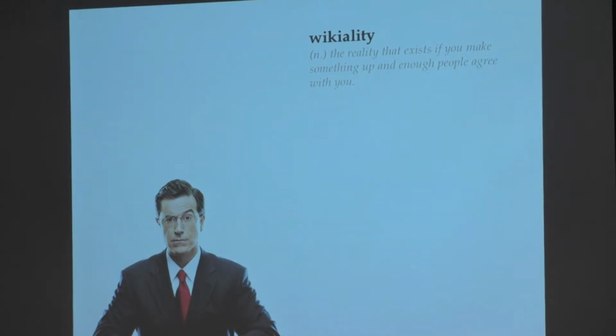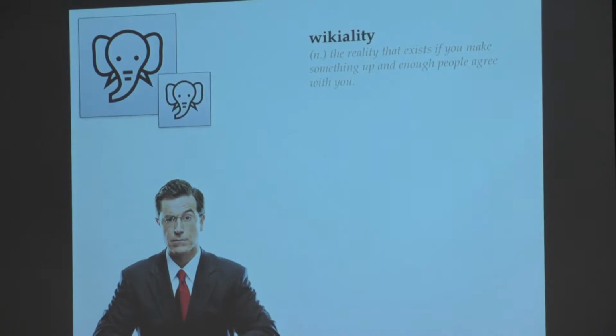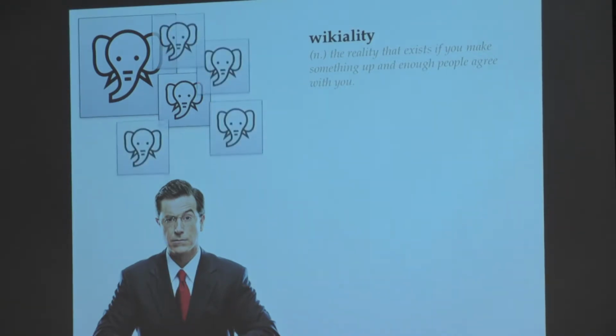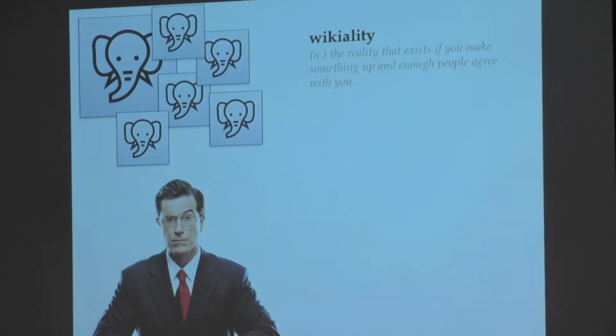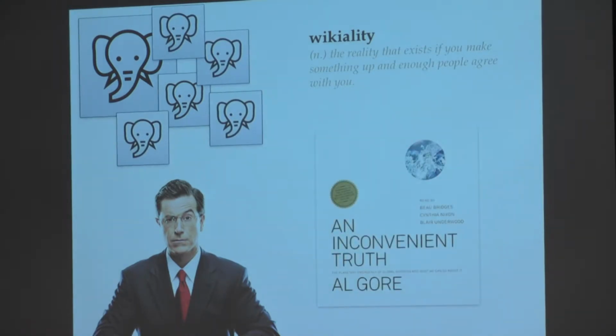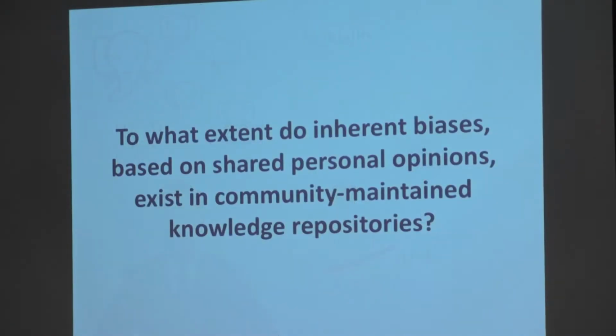But to demonstrate this, then, he urged his audience to go to the Wikipedia article on African elephants and to revise the entry to say that their population had tripled in the last 6 months. And such an entry would then serve as something of an inconvenient tusk for Al Gore and his friends in the environmental movement. And so while this sketch was definitely intended as a comedic piece, I think it actually raises some really important issues when we think about peer production content that we've explored in our work. And that's to what extent do inherent biases based on shared personal opinions exist in community-maintained knowledge repositories?